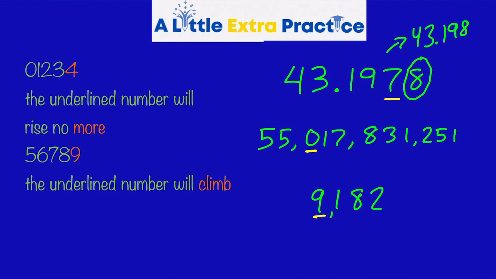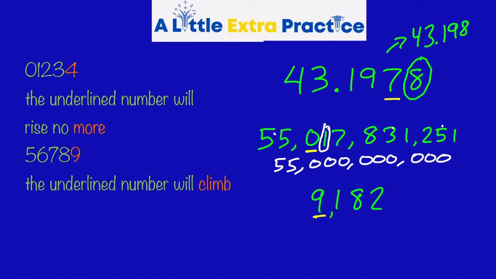Ones, thousandths, millionths, billions. 55 billion, 17 million, 831,250. We're rounding it to the nearest 100 million, so I'll circle the number to the right, which is a 1. 0, 1, 2, 3, 4, underlying number will rise no more. That stays a 0. Everything after becomes a 0. It's a lot of zeros. And I have a 55 that remains unchanged, and our answer is 55 billion.